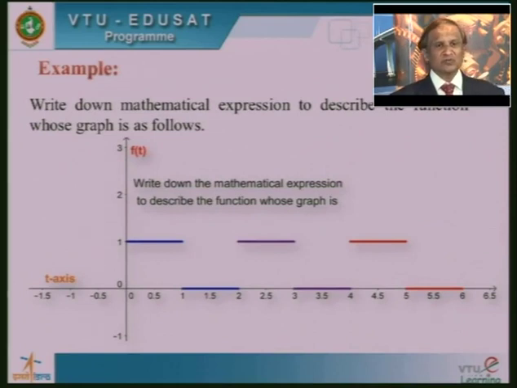So, I wanted to give one more similar type of example, and it is a very famous example. Sometimes they may give a graph like this: write down a mathematical expression to describe the function whose graph is as follows. Now, observe the graph. Corresponding to 1 on f of t, a small line segment is there, and from 1 to 2 on the t axis, again you can see a small line segment.